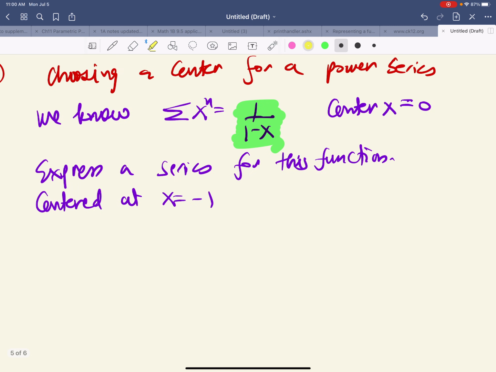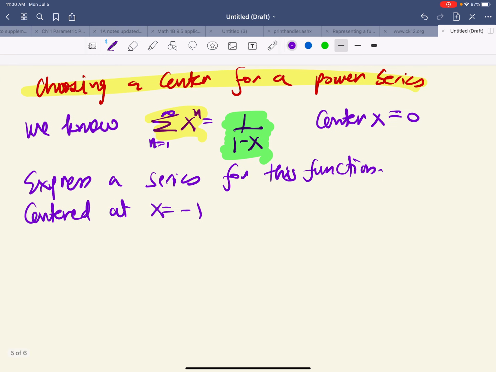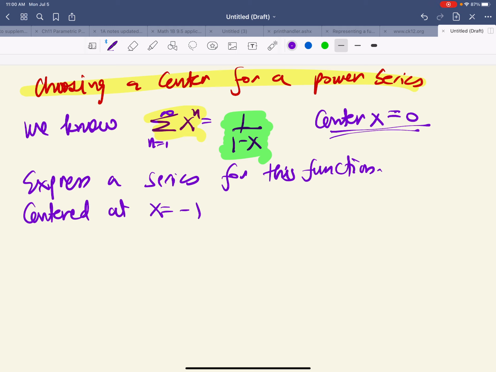We can also choose a center for a power series. So if we are given a power series for a given center, we can choose to have a different center for the power series. Here we are given, we know summation x^n, n is equal to 1 to infinity, is going to be 1 over 1 minus x. That's the sum of this power series, and the center is at x equals 0. What if I want to write a series for this function, 1 over 1 minus x, but I want to have the center at x equals negative 1? So how do we do that? If you want to have the center at x equals negative 1, we want to have 1 plus x in the denominator. So let's go ahead and rewrite 1 over 1 minus x.